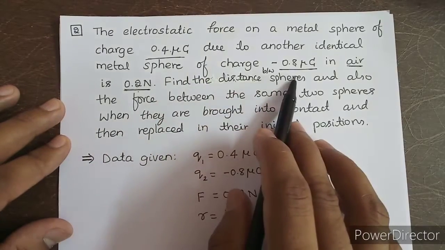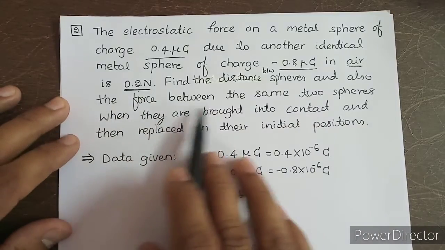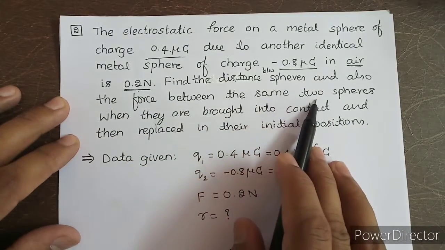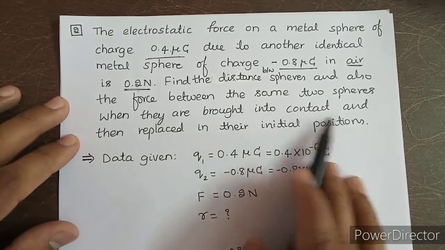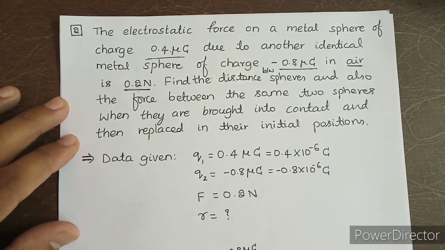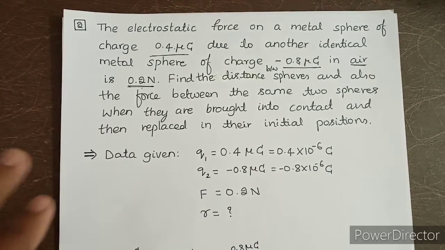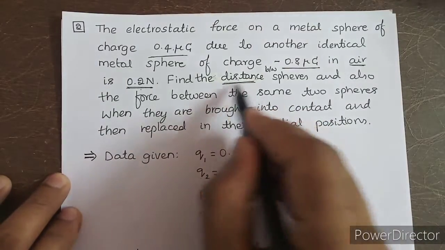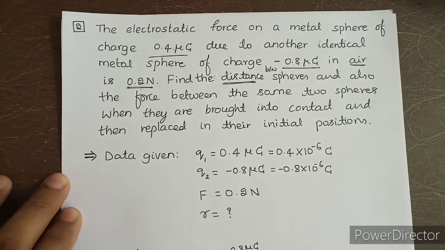Find the distance between the spheres and also the force between the same two spheres when they are brought into contact and then replaced in their initial positions. So here we have two cases. First we have to find out the distance. Let us do that first, then we'll move on to case 2.